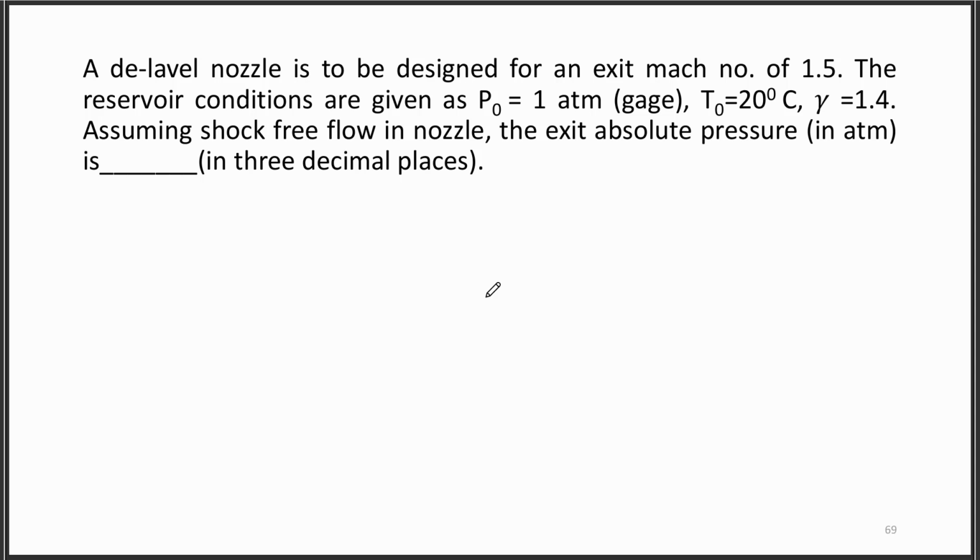Now we will see one problem. A de Laval nozzle is to be designed for an exit Mach number of 1.5. The reservoir conditions are given as P0 equal to 1 atmosphere gauge, T naught equal to 20 degrees Celsius, gamma equal to 1.4. Assuming shock-free flow in the nozzle, the exit absolute pressure in atmosphere, in 3 decimal places. So P naught is 1 atmosphere gauge. So in atmosphere absolute pressure, how much will it be? 2 atmosphere.